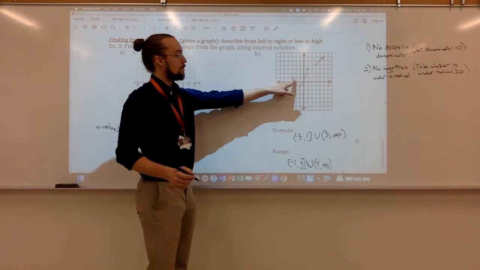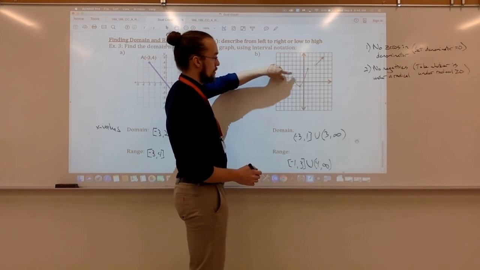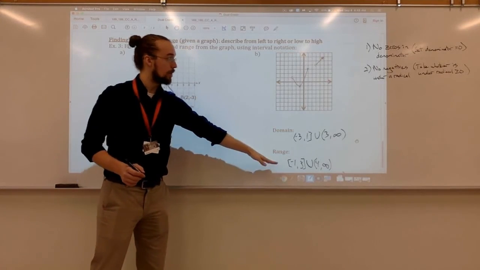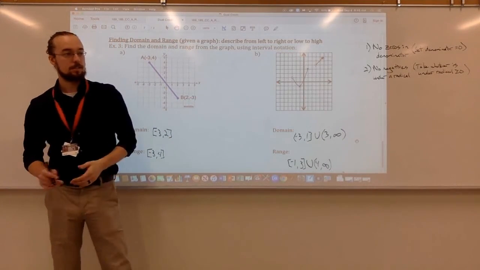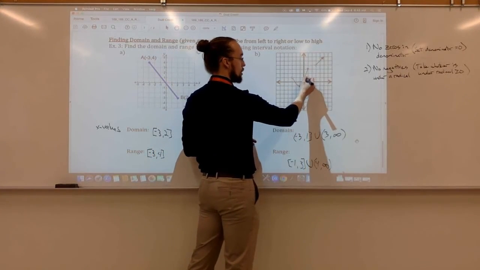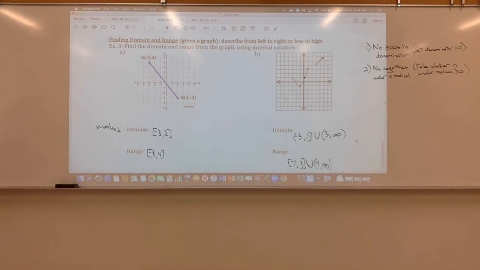Now why doesn't this piece factor into the range here? I mean, the y values stop over here, but that's not accounted for anywhere in my range. It's still on there. Different x value. Okay, that y value is accounted for over here. Right? Questions on anything with domain and range?